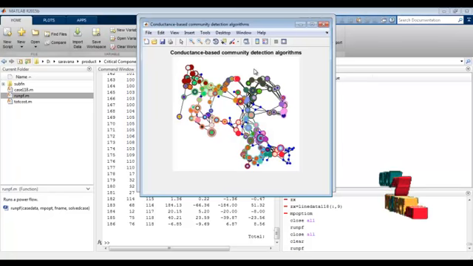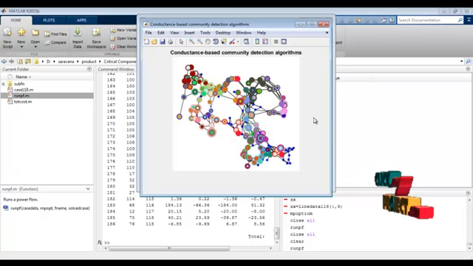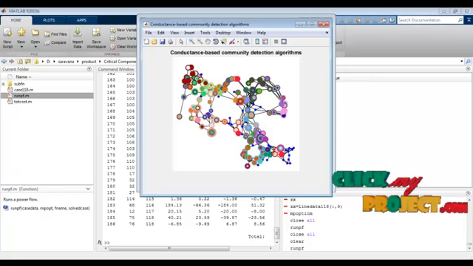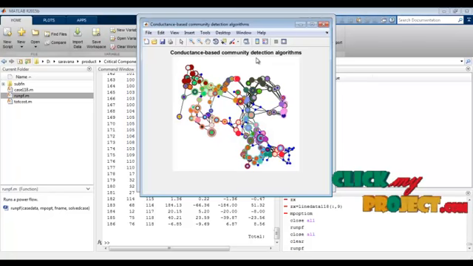And this is a conductance based community detection algorithm. Because of this, every connectivity level can be analyzed, and these nodes are the junctions where we can find out the bus transient stabilities using a specific algorithm like Newton Raphson.